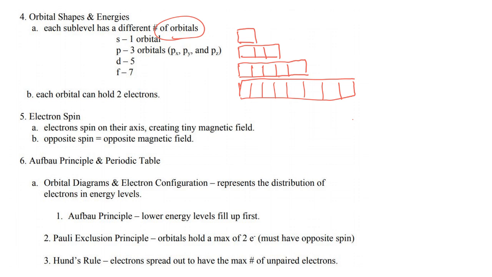1, 2, 3, 4, 5, 6. I think I did too many here. There we go. Get rid of that one. Each one of those orbitals can hold 2 electrons.